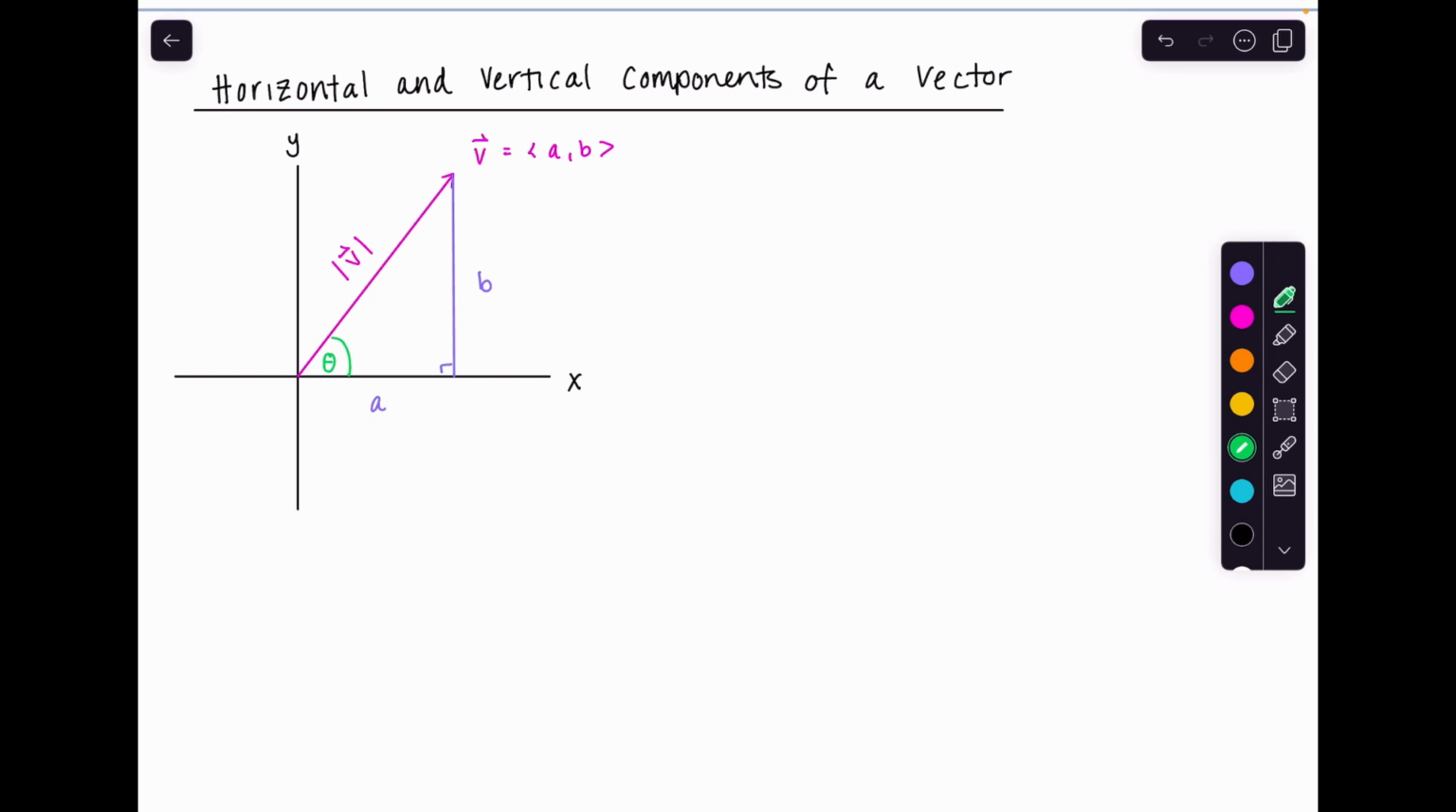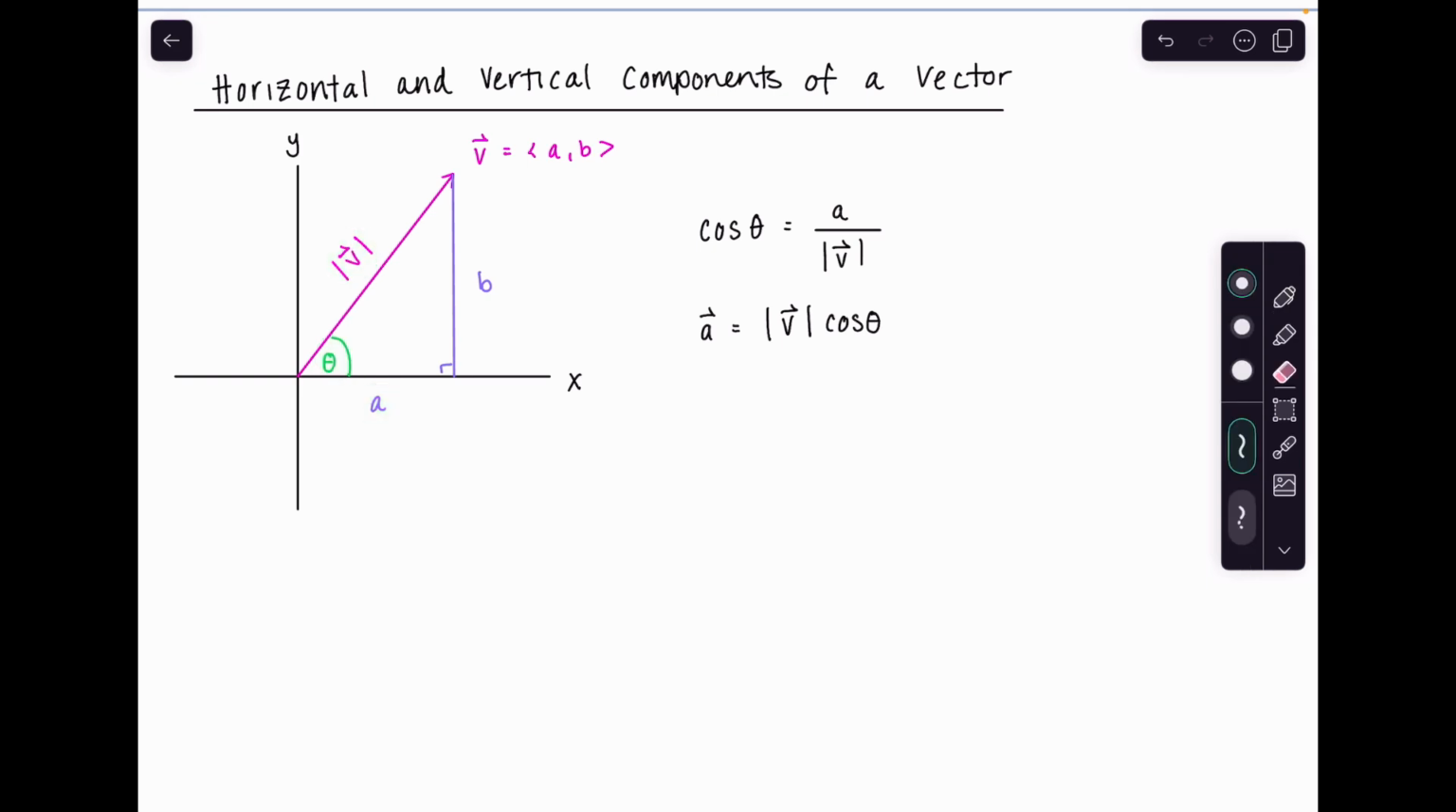So just working with our standard trig, if I go ahead and take cosine of this angle, it's the adjacent over the hypotenuse. So utilizing that, cosine of theta is going to be a over the magnitude of v. Rearranging this then, my x component is going to be the magnitude of the vector times cosine of the angle it makes with the x-axis.